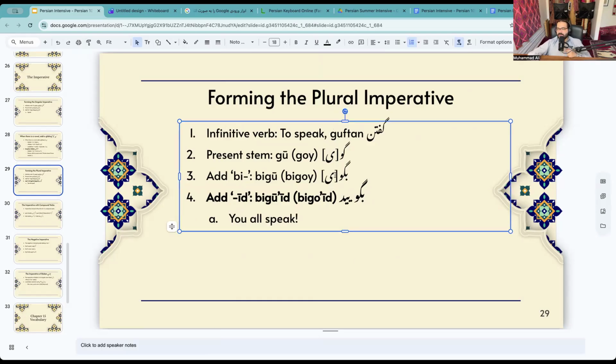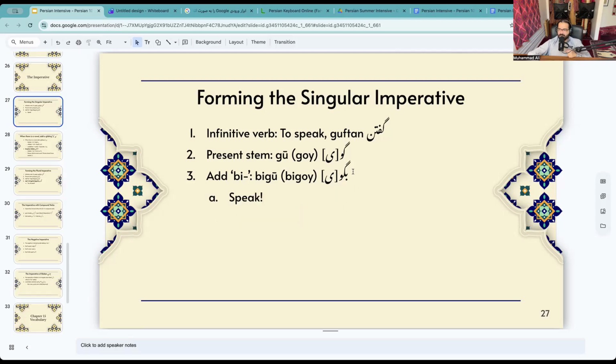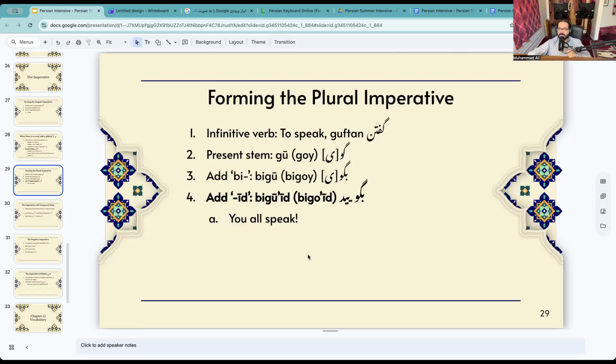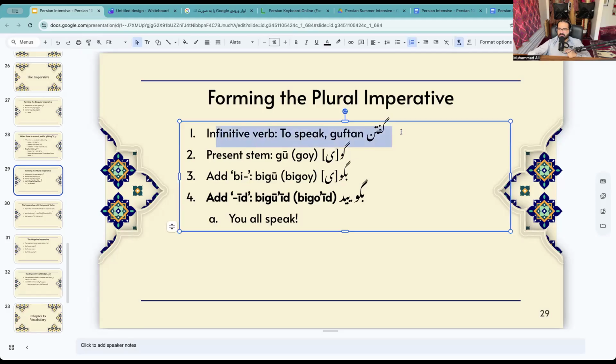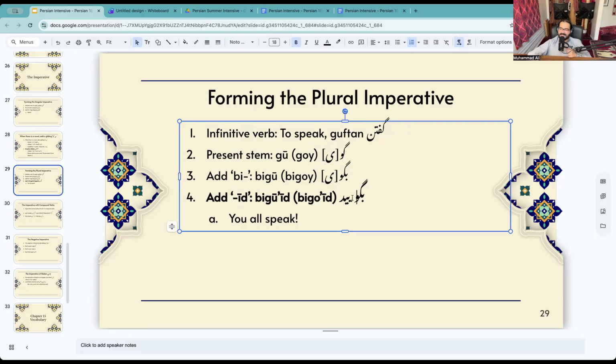So here we had begu. Here we have beguid. Again, here we have begu. Here it's beguid. So you just follow the same steps. Infinitive verb. Let's just say goftan, but any verb. And then the present stem is gu. Now that you could just find via Wiktionary if you haven't memorized them, and in the vocab slides, and ChatGPT will probably tell it to you too. And then all you do is you add a b to it. So goftan, gu, begu. And then if you want to make it plural, you just add id.